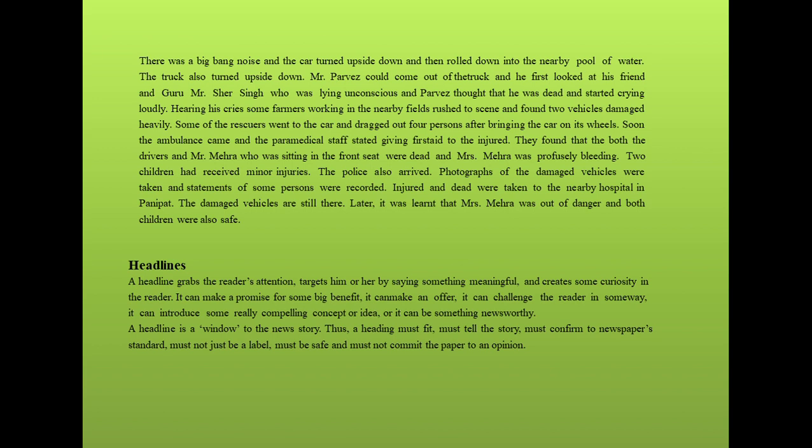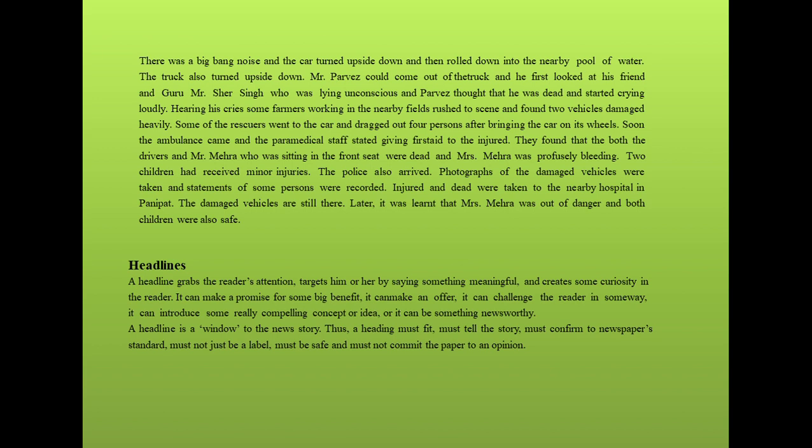Soon, the ambulance came and the paramedical staff started giving first aid to the injured. They found that both the drivers and Mr. Mehra, who was sitting in the front seat, were dead, and Mrs. Mehra was profusely bleeding. Two children had received minor injuries. The police also arrived. Photographs of the damaged vehicles were taken and statements of some persons were recorded. Injured and dead were taken to the nearby hospital in Panipat. The damaged vehicles are still there. Later, it was learned that Mrs. Mehra was out of danger and both children were also safe.